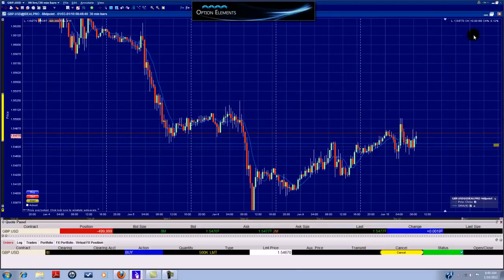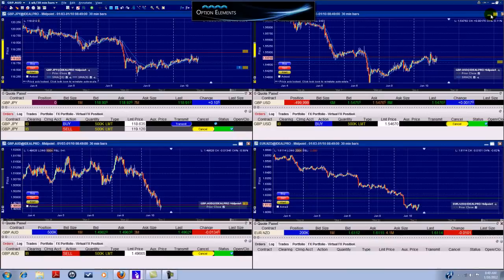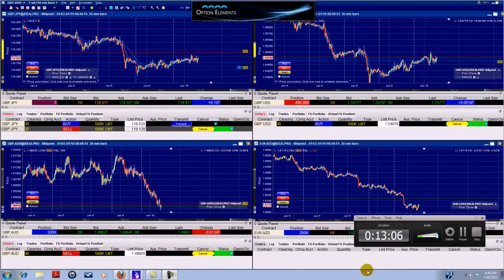There's our buy order. Nothing to report on this one yet. British pound, Australian dollar. Okay, so that's where we are at the moment. I'll pause and resume again in a few.